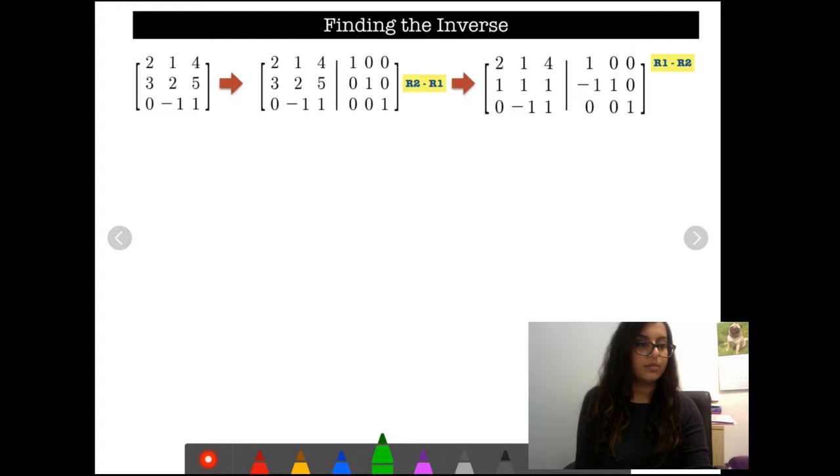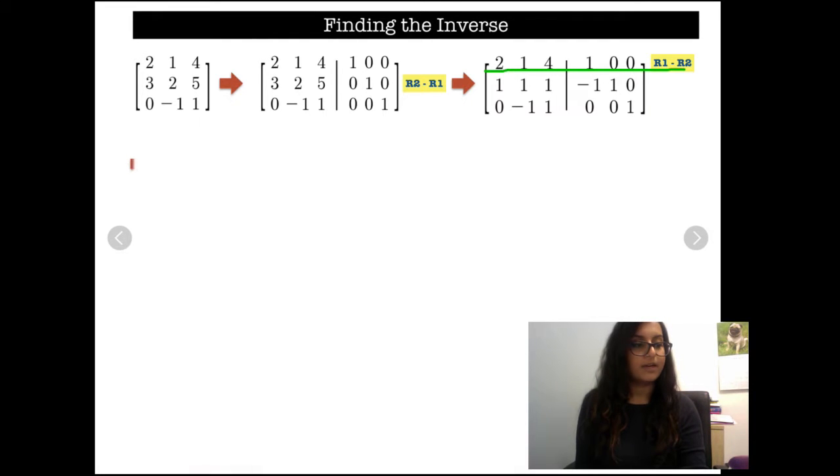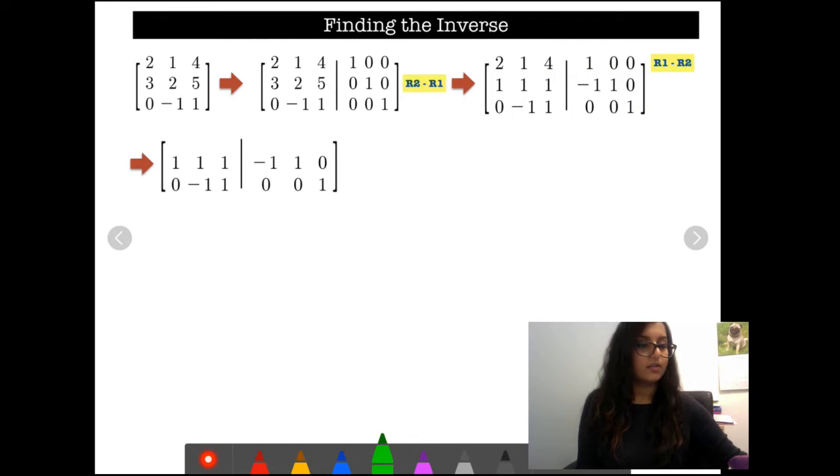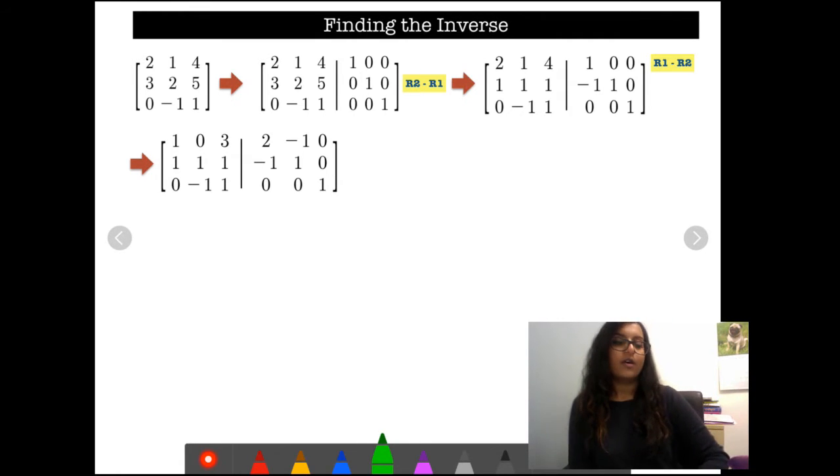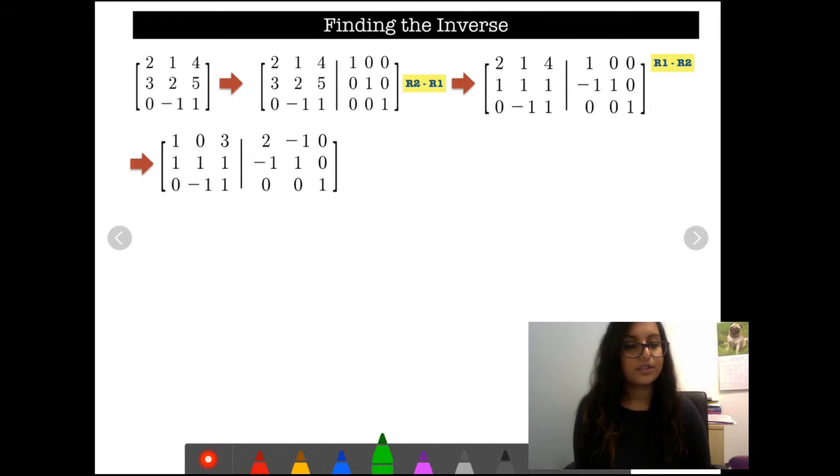My rule is going to be row 1 minus row 2, and I will be inserting it into the first row, which means the second two rows will remain the same. Okay, so first thing is going to be the 2 minus 1, and that's 1. 1 minus 1, 0. 4 minus 1, 3. 1 minus a negative 1, that's 2. 0 minus 1 is negative 1, and 0 minus 0, that's just 0. Okay, so we're getting a little bit closer. We just take this one step at a time and we get closer to our answer.